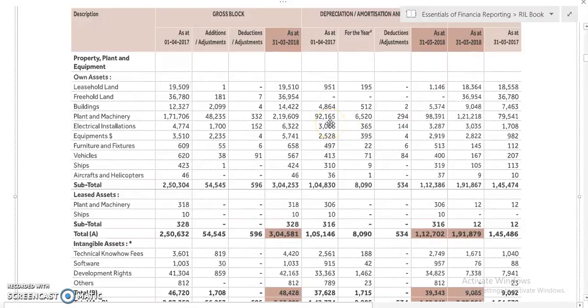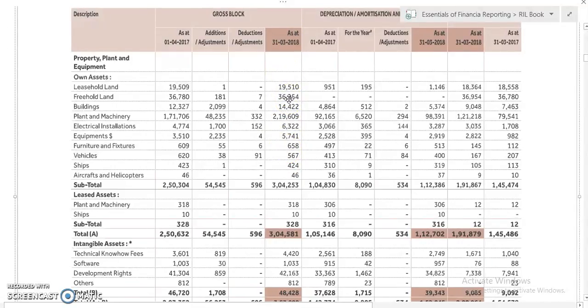The gross block means whatever we paid to buy these assets. It is also divided into many sections: as of the beginning of the financial year, how much was the value, how much we added to our gross block, meaning how many more assets we bought, and how many assets we disposed of or adjusted, maybe because they are completely disposed of, or revalued, or their value is less. So what is the gross block at the end of the financial year?